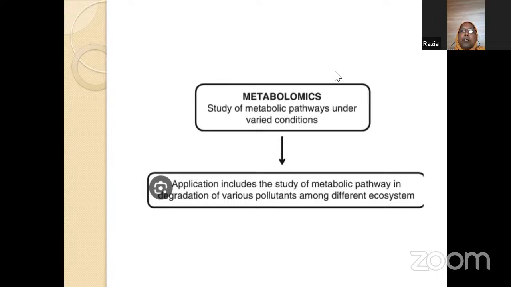When we put together all these different stages of metabolites, we can determine the metabolic pathway of that particular toxic pollutant: step 1, step 2, step 3, step 4, which are the intermediates formed. From that, we can identify the various physiological mechanisms existing for detoxification of that pollutant in that particular natural system. Next slide, please.